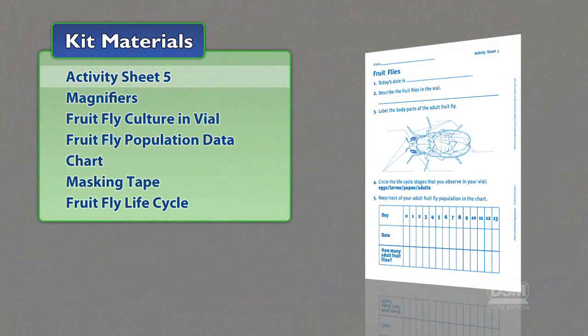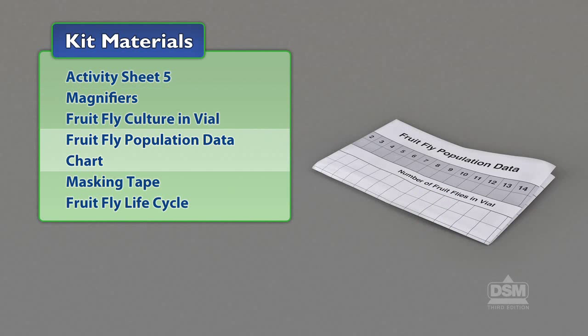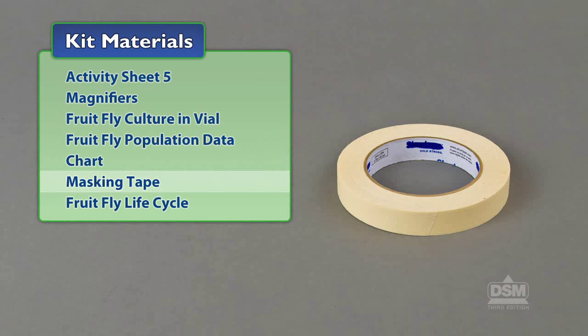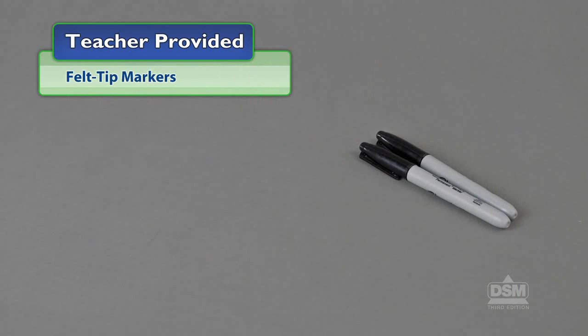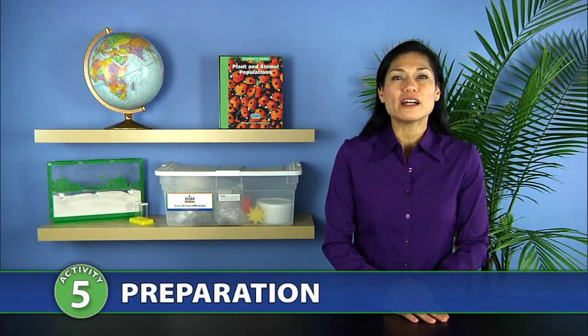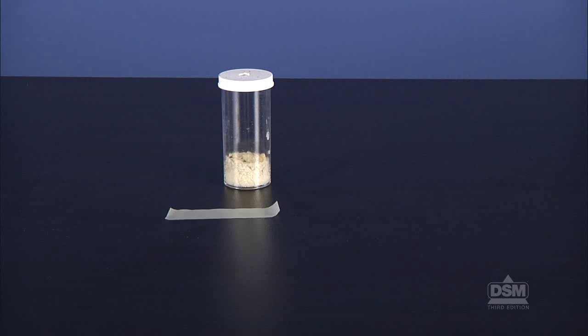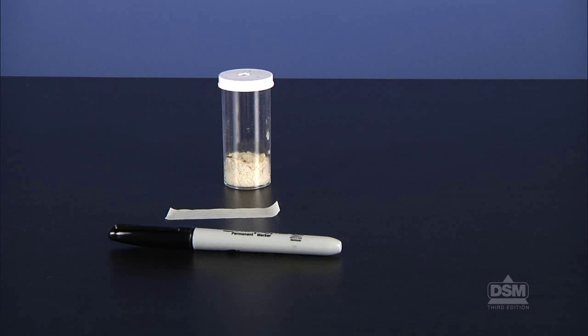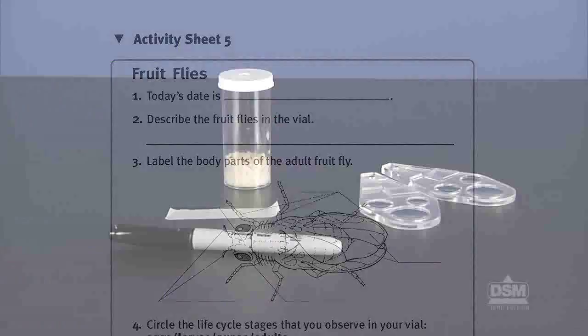Activity Sheet 5, Magnifiers, Fruit Fly Culture in Vial, Fruit Fly Population Data Chart, Masking Tape, and Fruit Fly Life Cycle. You will also need to provide felt tip markers. To prepare for the activity, make a copy of Activity Sheet 5 for each student. Each team of 4 will need a vial of fruit flies, a piece of masking tape, a marker, and 2 magnifiers. To begin the activity, give a copy of Activity Sheet 5 to each student and distribute the materials.